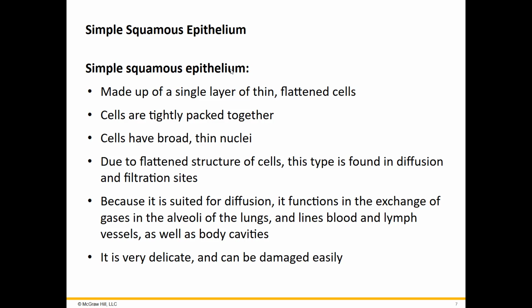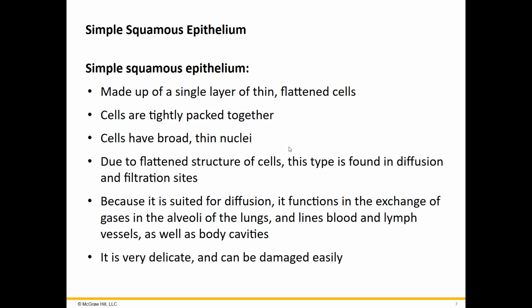Simple squamous epithelium. Let's break it down. Simple means one layer. Squamous means flat, square-like cells. What kind of tissue? Skin tissue, epithelium. So let's define it. Well, it's made up of a single layer of thin, flattened cells. Yeah, it's in the title, simple squamous. The cells are tightly packed together. Most epithelium is tightly packed together. It has what we call a broad nucleus. I don't need you to know that, but just know because the cell's flattened, the nucleus is really wide looking because it's not very three-dimensional, it's very two-dimensional because it's flat.